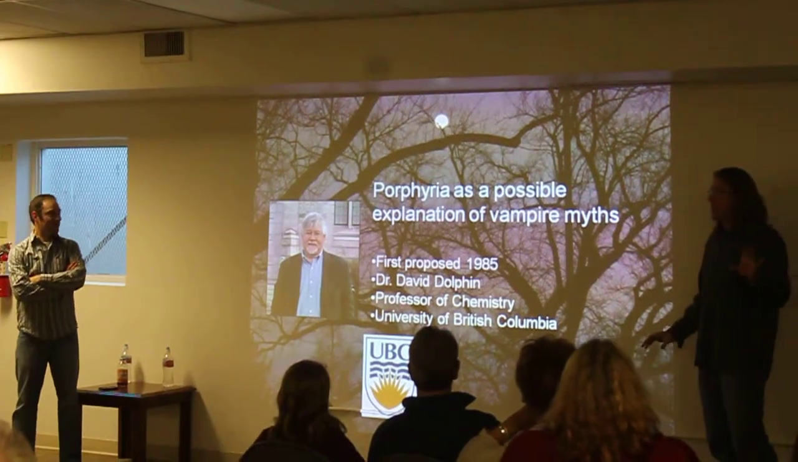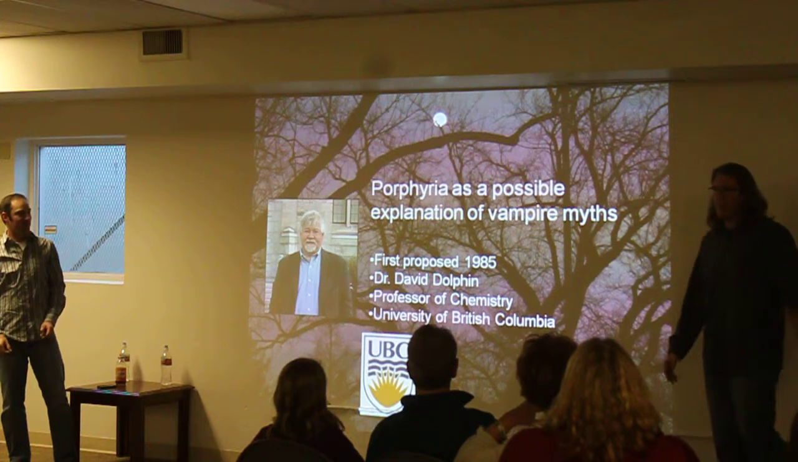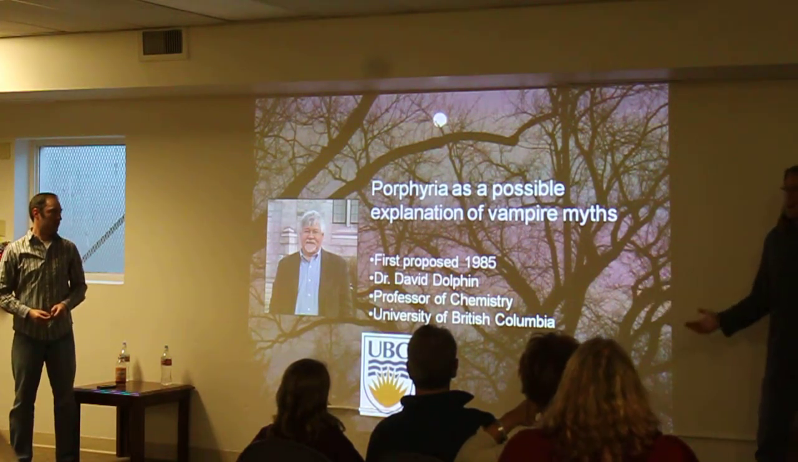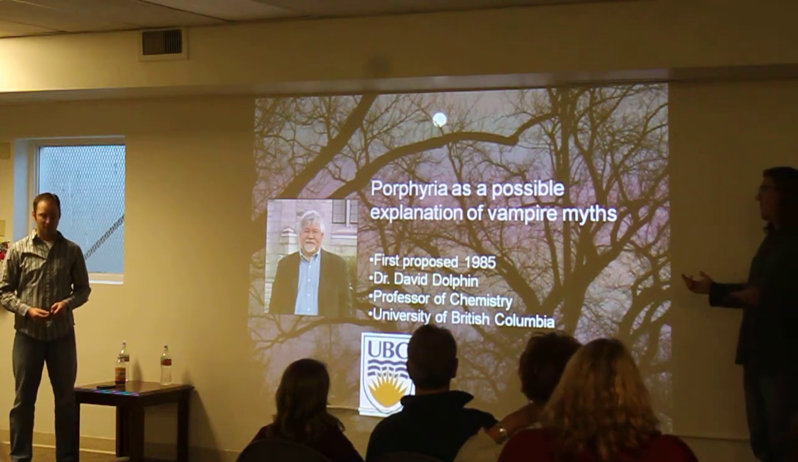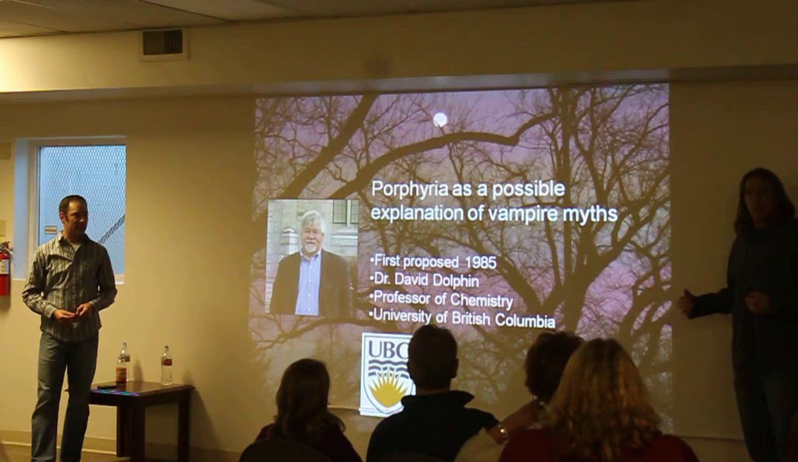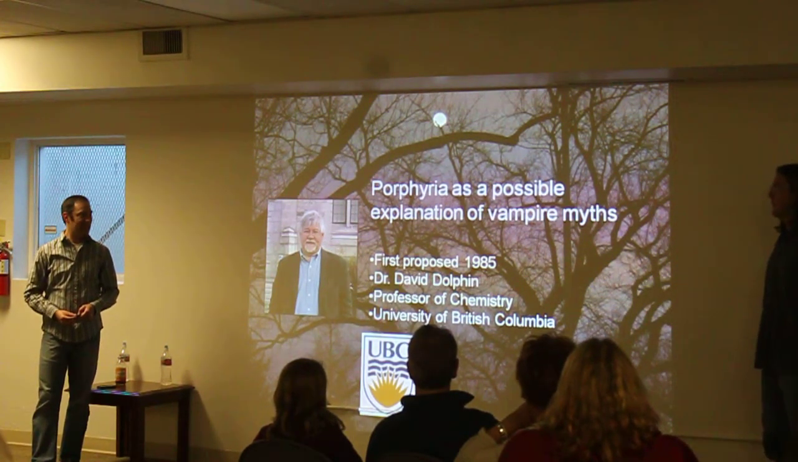The possible explanation of the origin of the vampire myth comes from a professor of chemistry at the University of British Columbia named David Dolphin. He first proposed this in 1985. He published a paper in the American Association for the Advancement of Science, and he's still a professor there. If you write him an email, he'll send one back and explain this whole thing. So that's exactly what we did, because we were curious about it.